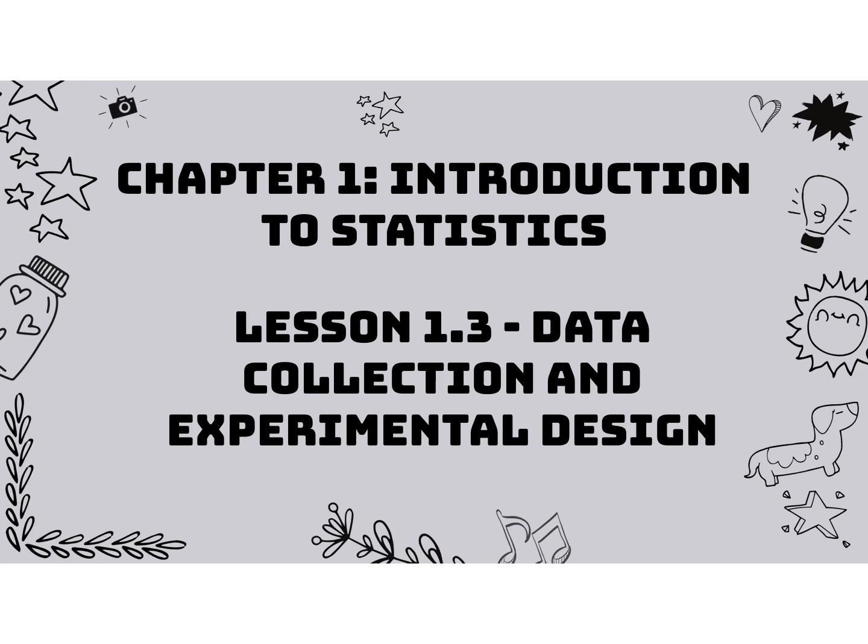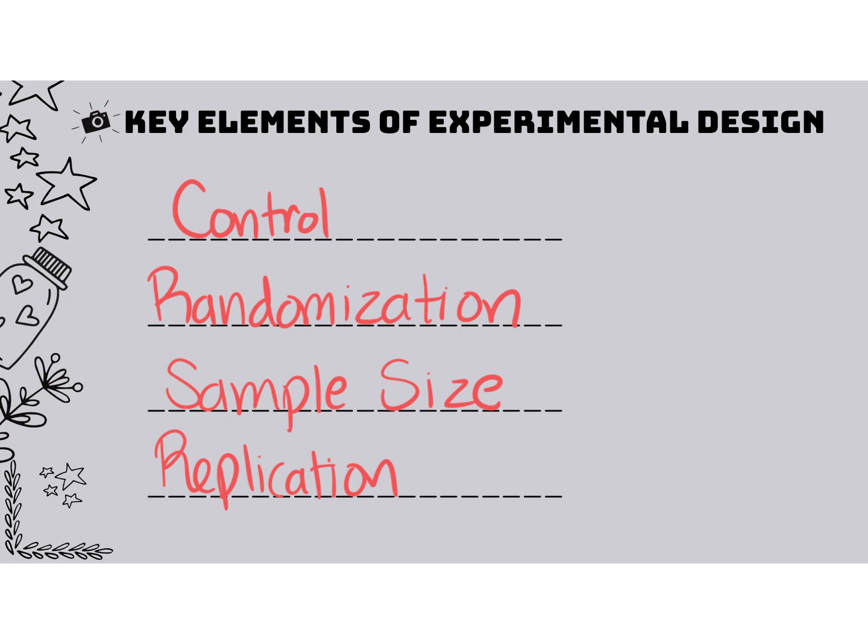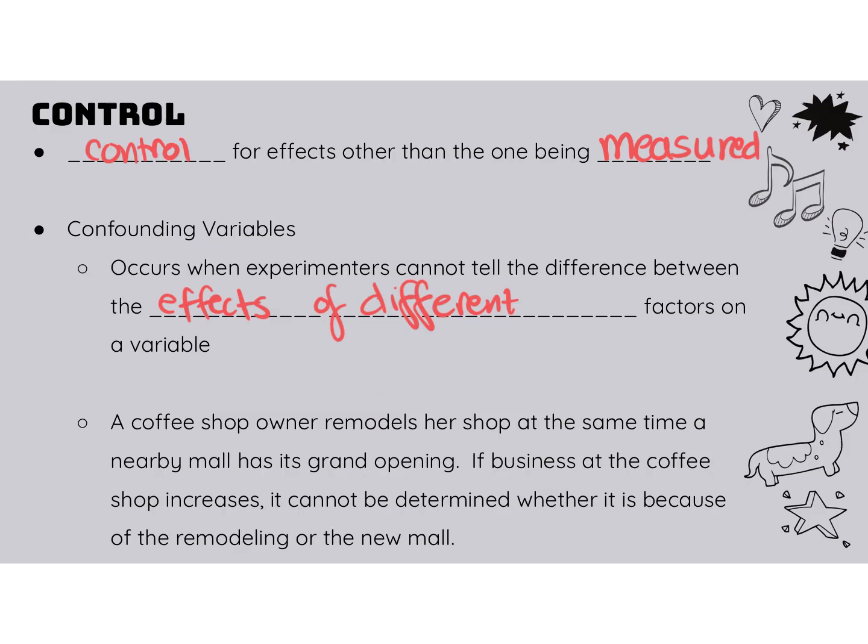Hey guys, today we're going to look at part 2 of our lesson 1.3. So we're talking about our key elements of experimental design. Our 4 key elements are control, randomization, sample size, and replication. Control. You control for effects other than the one being measured.